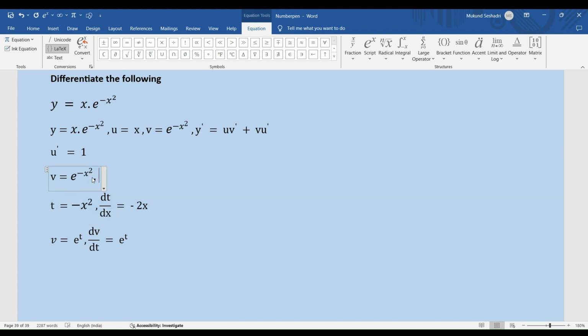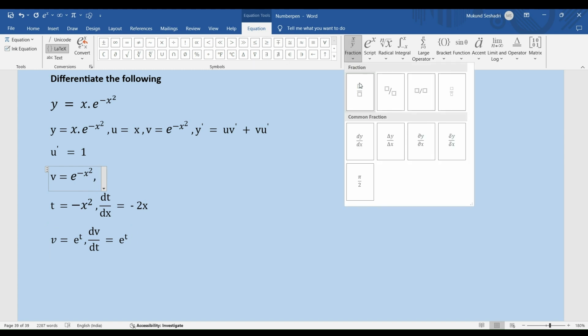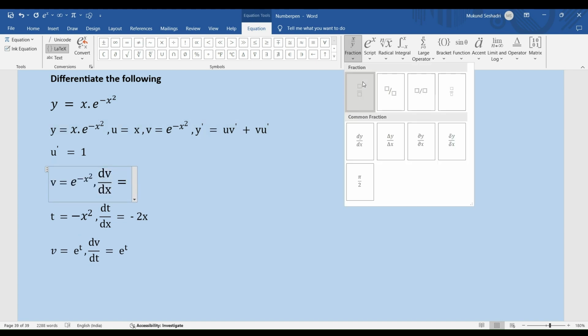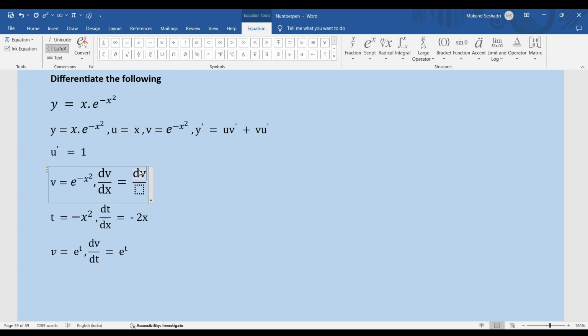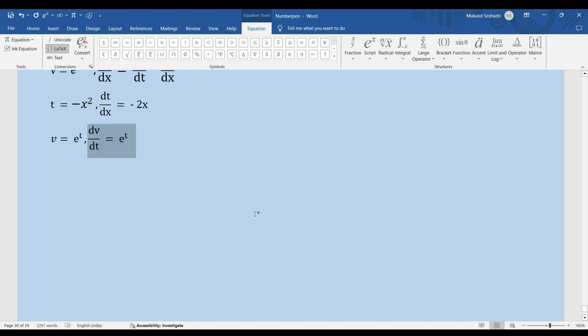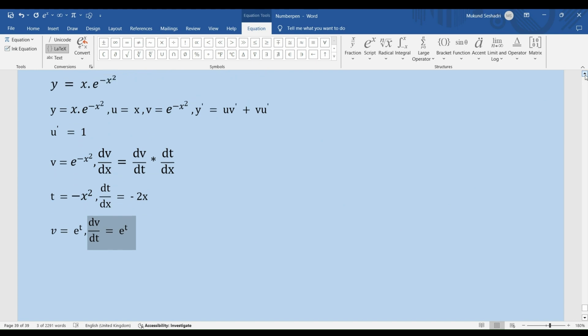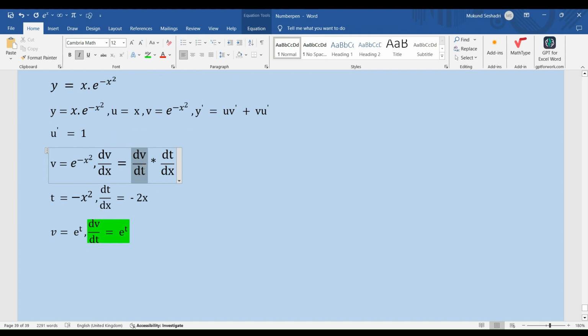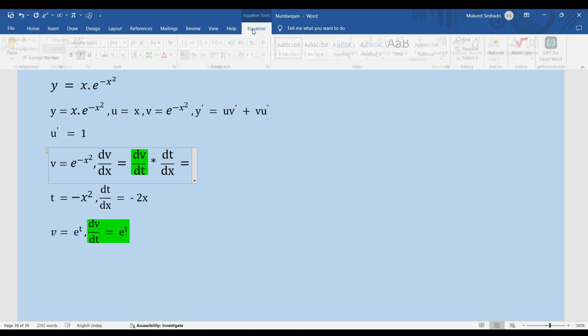So what is my dv by dx? My dv by dx is nothing but dv by dt into dt by dx, right? So my dv by dt, I already have it here. Let me highlight it with a color. I'll probably use green, right? And so I'm going to make that substitution out here. My dv by dt is nothing but e to the power t.